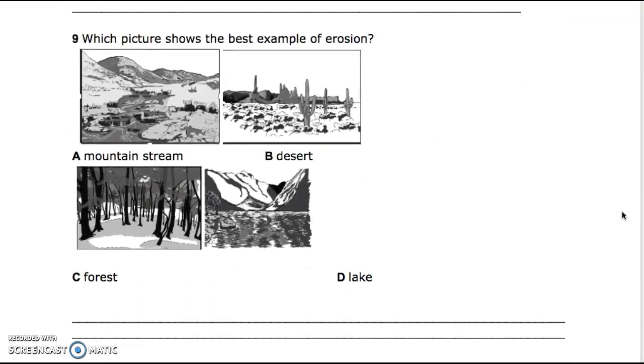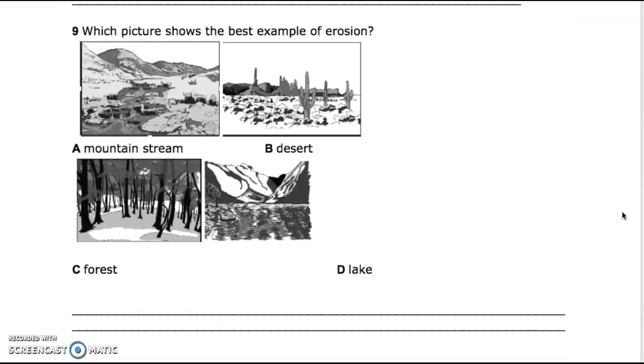Number 9. Which picture shows the best example of erosion? A. Mountain stream. B. Desert. C. Forest. D. Lake.